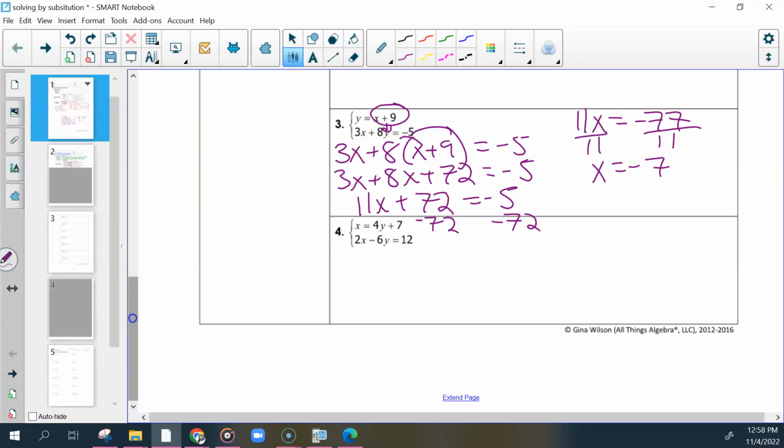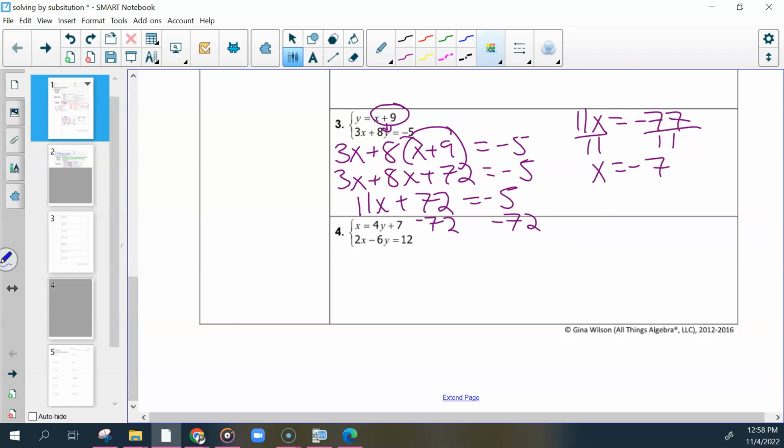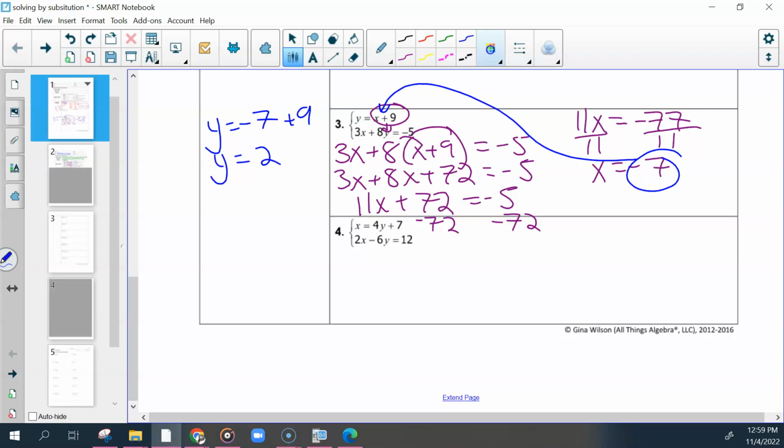But again, that's just part of it. We still have to go back and find y. So for this, I'm going to take this -7 and put it back into the original equation where x is. You don't have to draw the arrow, but if it helps you see where this goes, you can do that. So y equals -7 plus 9. So y equals 2. So what would our final answer be? -7, 2.